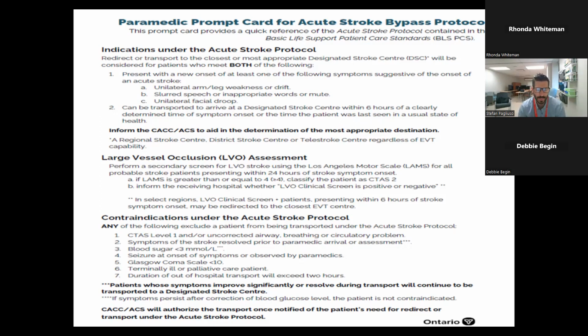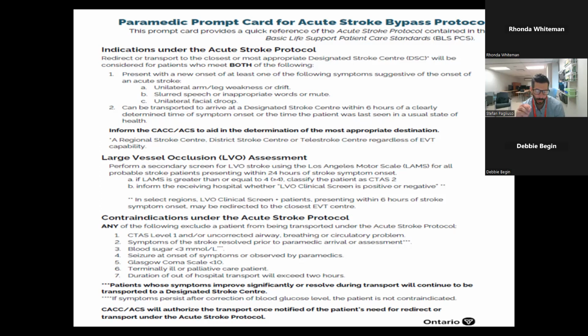So just to illustrate this with an example within our region, maybe we can take the example of Dunnville. If a patient is picked up in Dunnville by paramedics and determined to be within that 0 to 6 hour window of stroke symptom onset, the paramedics will actually bypass the closest non-stroke hospital in Dunnville and transport the patient directly to the Hamilton General Hospital for hyperacute stroke workup and treatment.